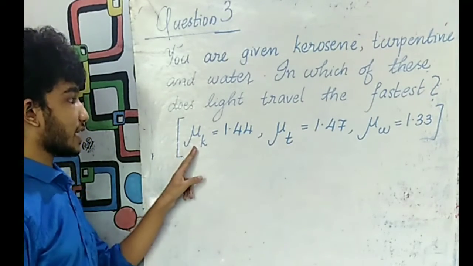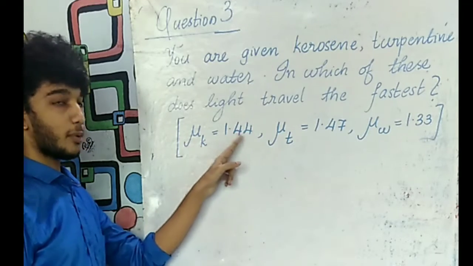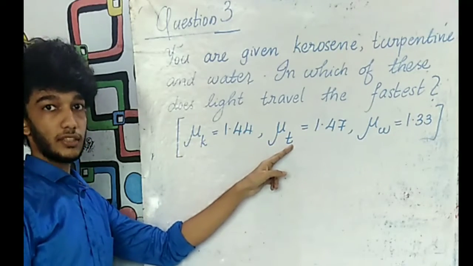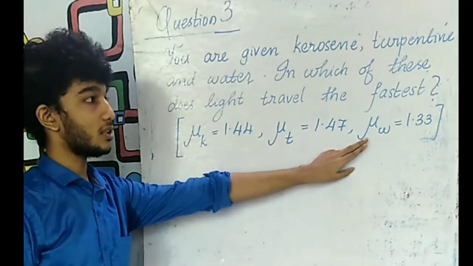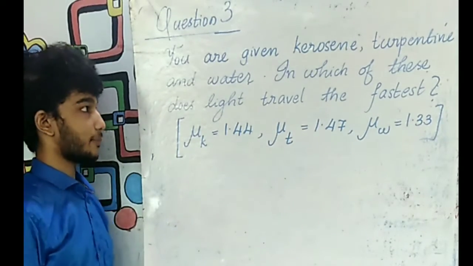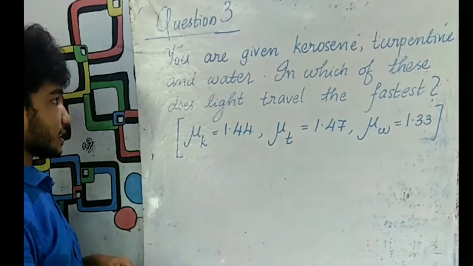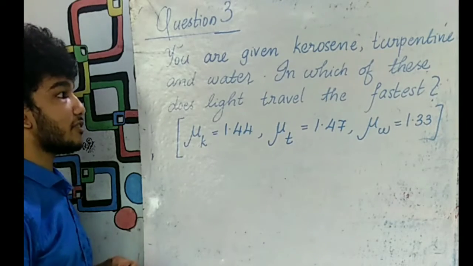So here, the refractive index of kerosene is given as 1.44. Refractive index of turpentine is given as 1.47. And the refractive index of water is equal to 1.33. So in which of these three does light travel the fastest?